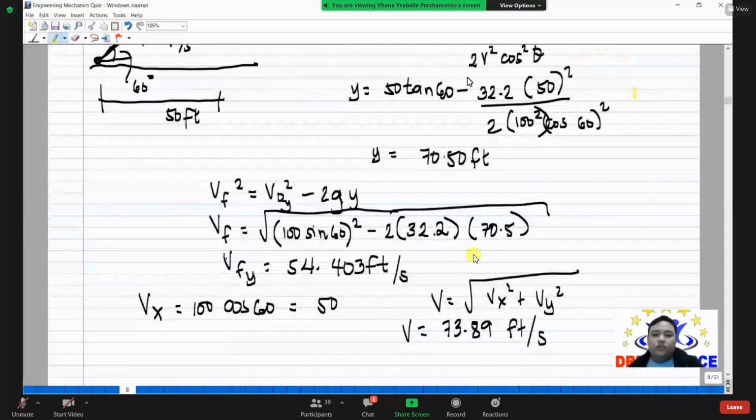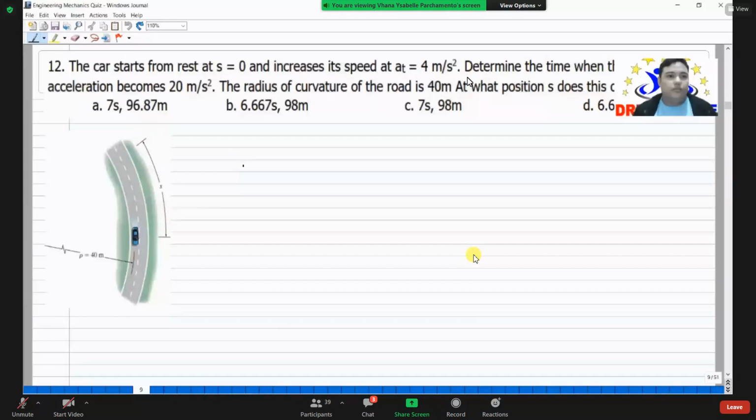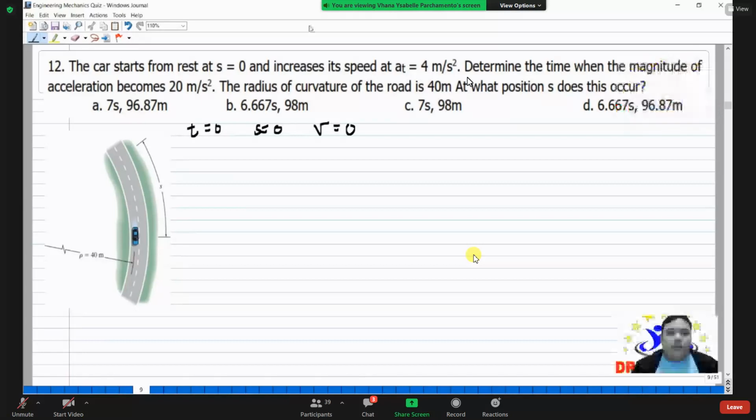Yan po. Ito. Okay, number 12. The car starts from rest at S is equal to 0. So T is equal to 0. S is equal to 0. So from rest, so that is V is equal to 0. And increases its speed at tangential acceleration, AT, is equal to 4 meters per second squared. So determine the time T.